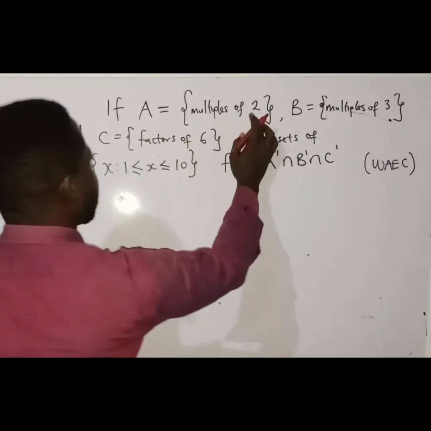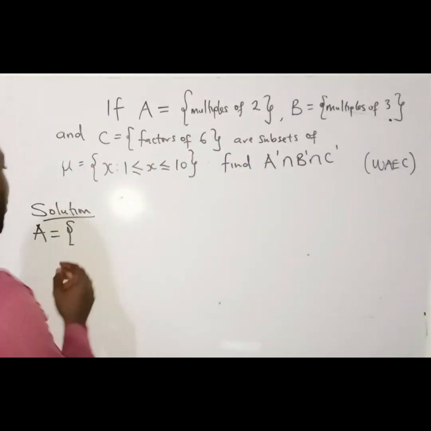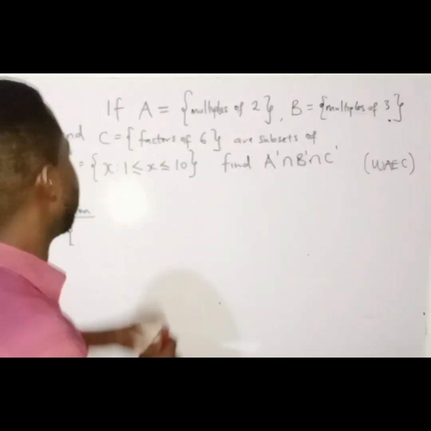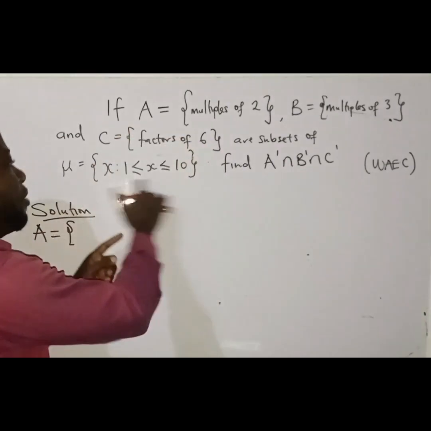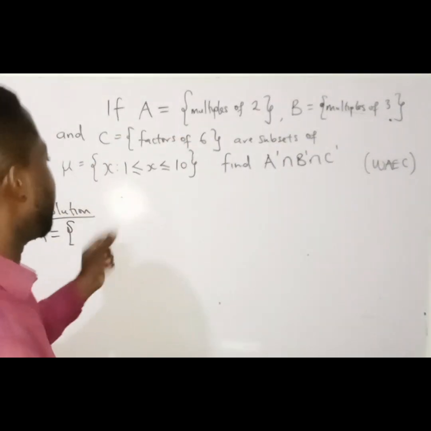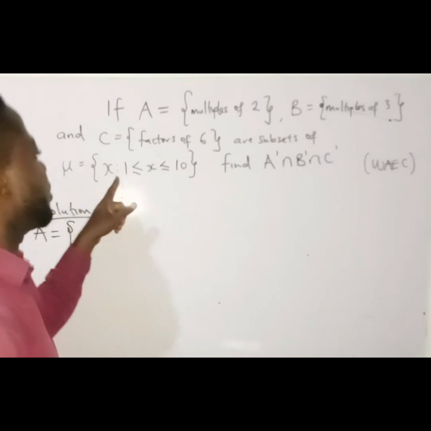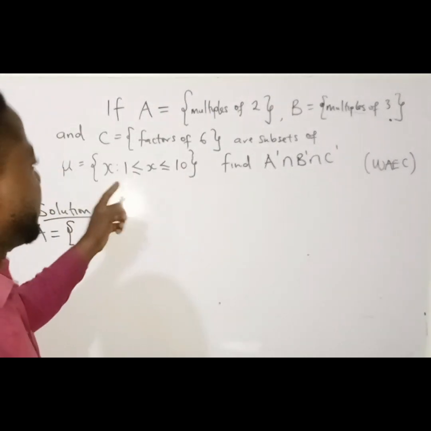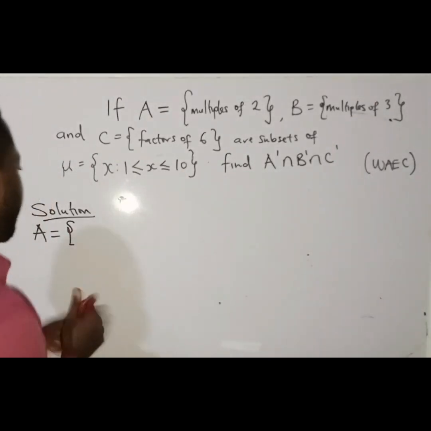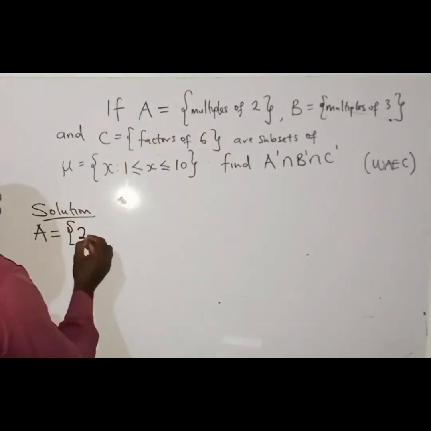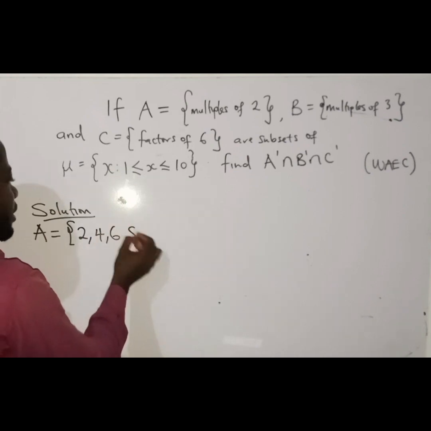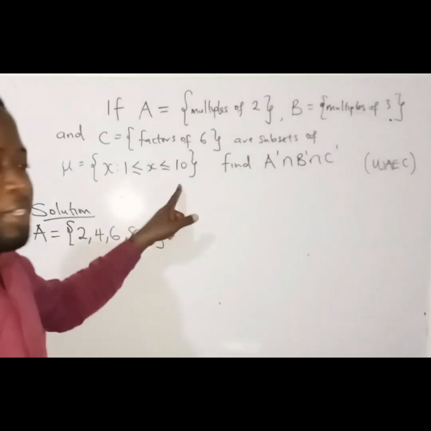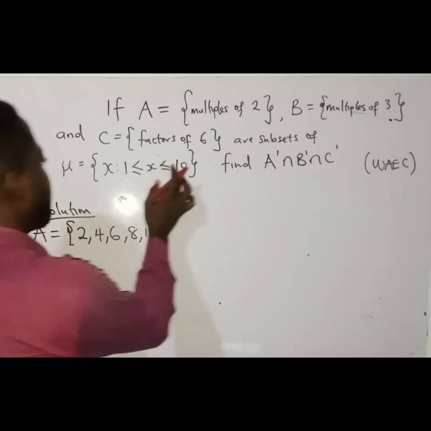The elements of set A are multiples of 2. So what are the multiples of 2? There are 2, 4, 6, and so on. But don't forget, set A is a subset of the universal set. That means whatever you list as the elements of set A must not exceed what is in the universal set. So I'm going to have 2, 4, 6, 8, 10. I'm going to stop at 10 because it's a subset of the universal set, and the universal set is between 1 and 10.